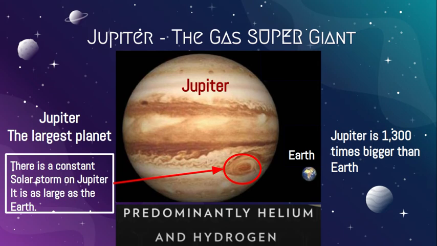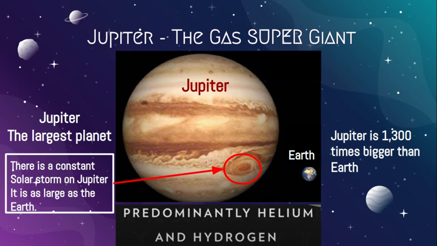Jupiter is actually 1,300 times bigger than the Earth. And in the diagram, the picture, you can see the Earth on the right there and compare it to the size of Jupiter. Look at the difference. Jupiter is 1,300 times larger. So we could fit 1,300 Earths inside of Jupiter. Imagine that.